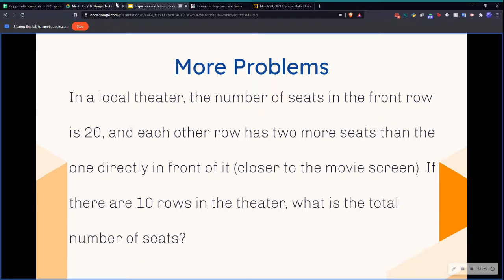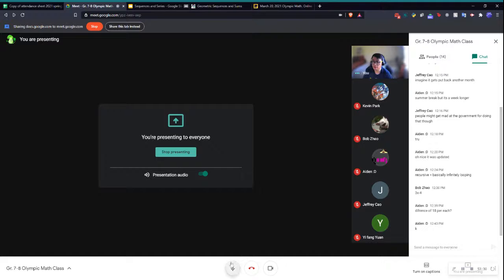Okay, I'll give you guys a minute to think about how you solve this. So we want the total number of seats. Think about it as some series, right? Think about it as adding up the terms in a sequence. And so what is that sequence?